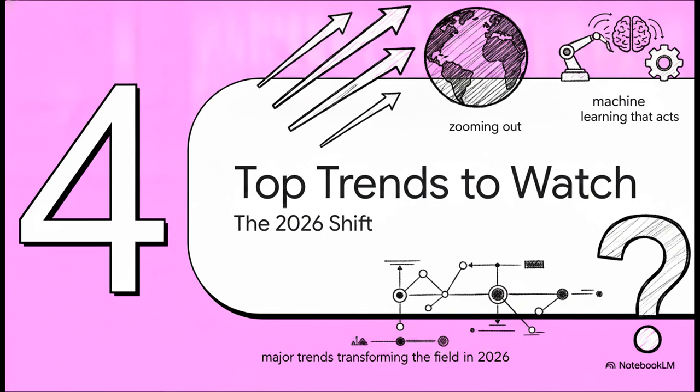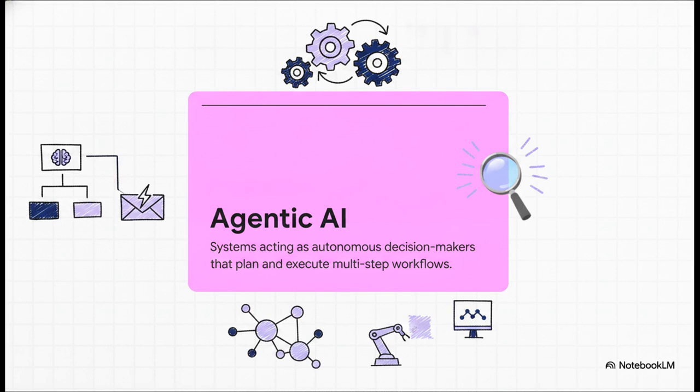Okay, Section 4, Top trends to watch. Now that our toolkit is sorted out, let's zoom out a bit and look at the major shifts transforming the field in 2026. Trend number 1 is the explosion of agentic AI. Guys, this is a massive paradigm shift.